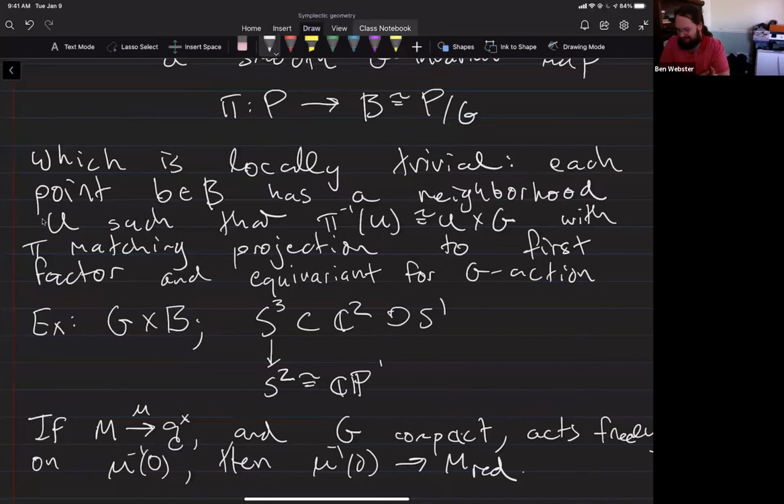In another context, if B and P already have manifold structures, and the derivative of the map from P to B is surjective, then you can basically use the implicit function theorem to get this local triviality.